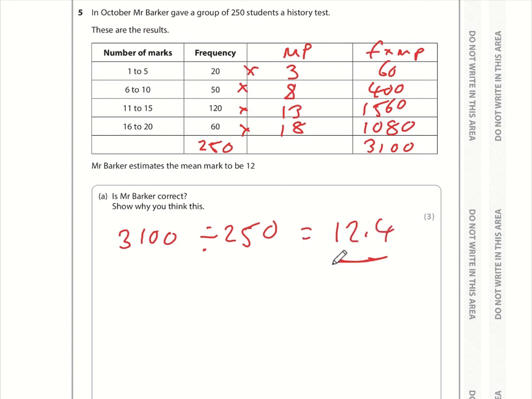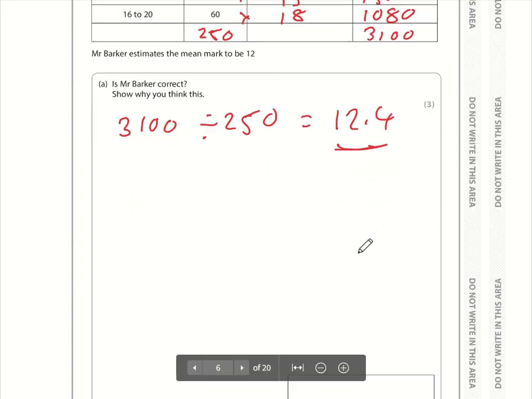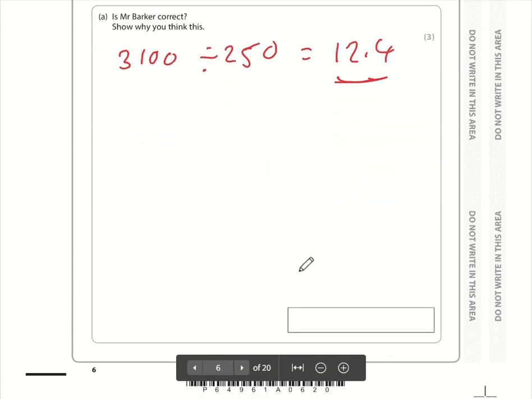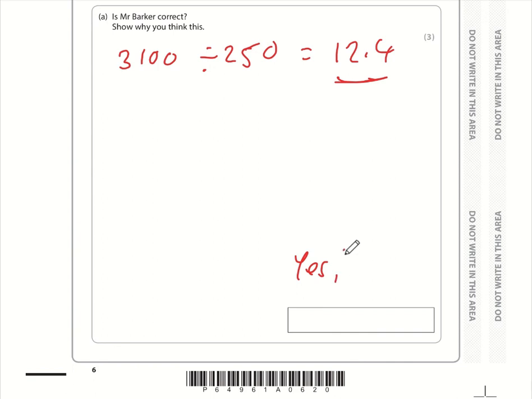Either will be fine. But I think, given that we've made a lot of assumptions here, for example, as I said, we're assuming that all 20 got 3 marks, all 50 got 8. Now, in reality, that's unlikely. So to get 12.4 instead of 12, it's about the same given the number of massive assumptions we've made. So I would say yes, because 12.4 is close to 12.